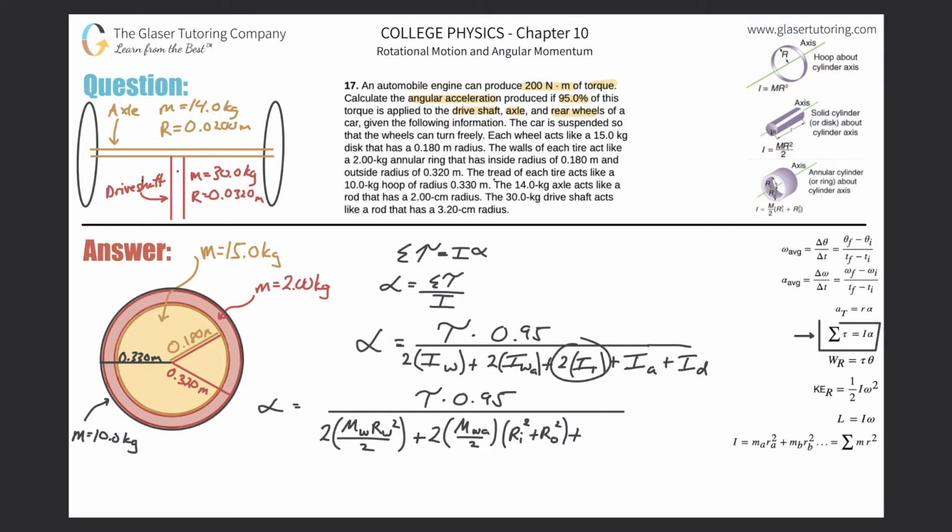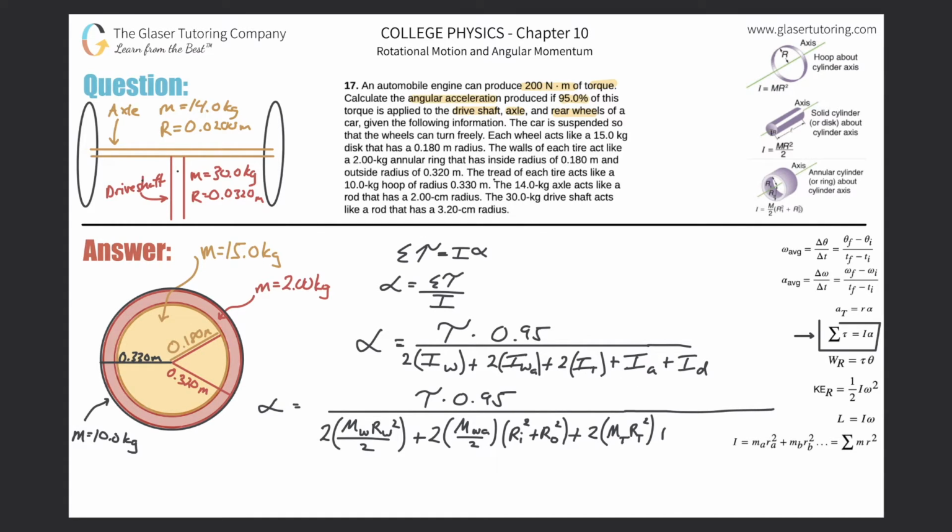Then the second piece is the moment of inertia for the tread. Again, we have to multiply that by 2. Going back to the problem, it says that the tread acts like a hoop. So here's the picture for the hoop and the corresponding formula. This is going to be 2 times the mass of the tread multiplied by the radius of the tread squared.